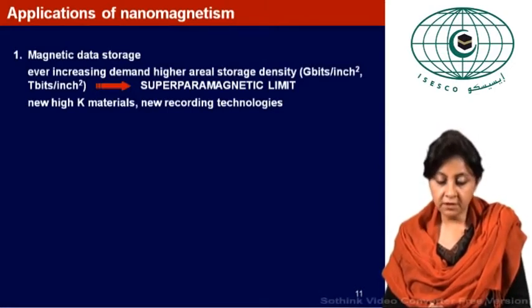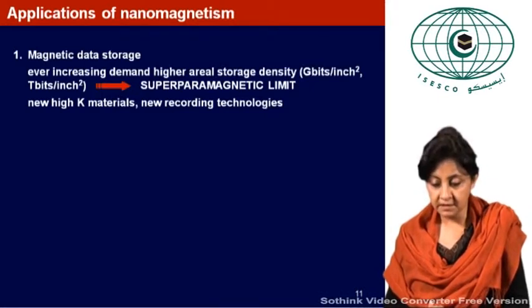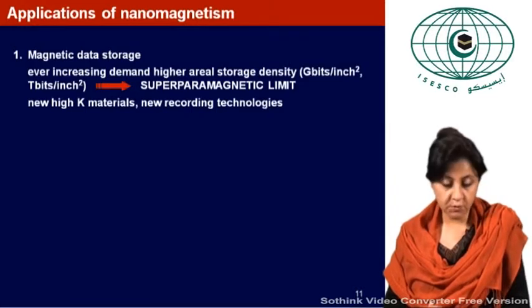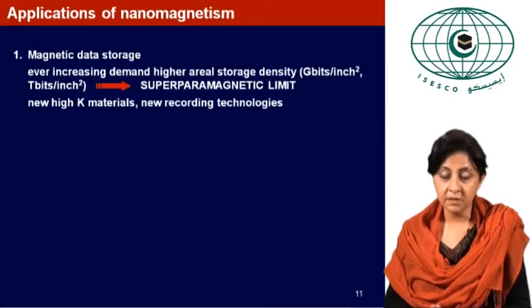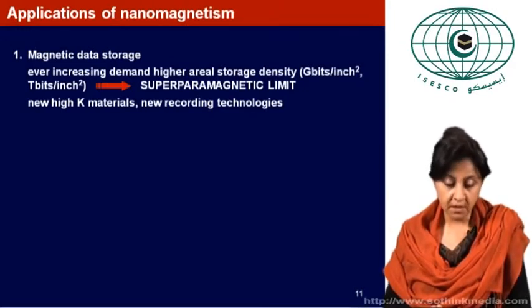As you know, there's an ever-increasing demand for higher areal density, which is given in gigabits per inch squared, that is 10 to the power 9 bits per inch squared, or terabits per inch squared, which is 10 to the power 12 magnetic bits per inch squared.